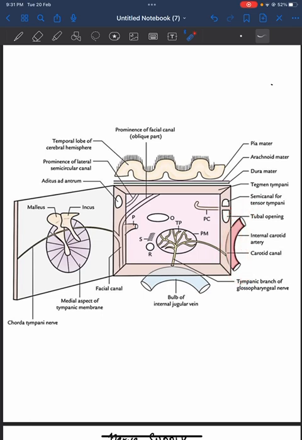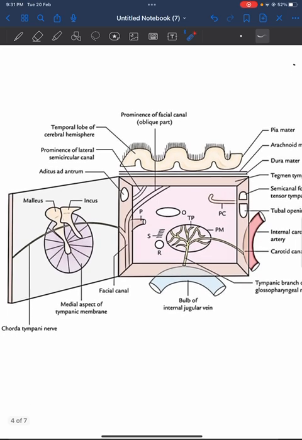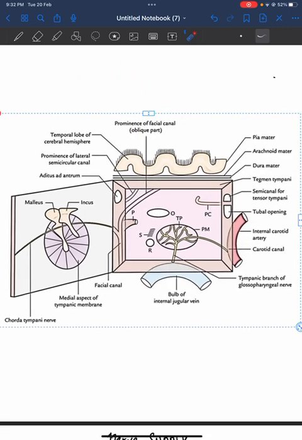I'll tell you more. If you see the inferior wall, you can see the internal jugular vein, right? Internal jugular vein in the inferior wall. That is why we are calling this inferior wall the jugular wall. Now if you see something like this, this structure is nothing but the facial nerve. The facial nerve comes over here. See, over the abducent nerve, it takes a turn.